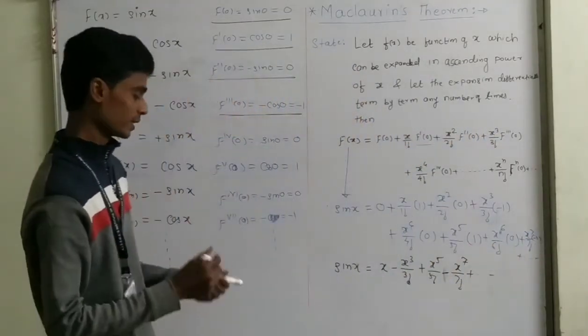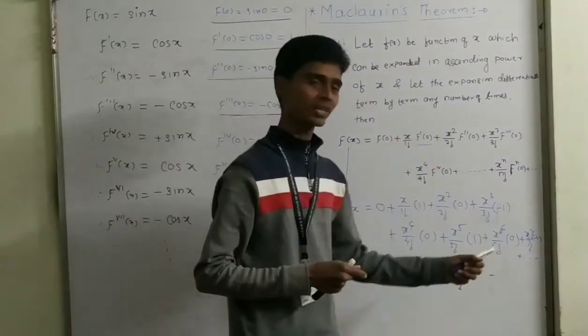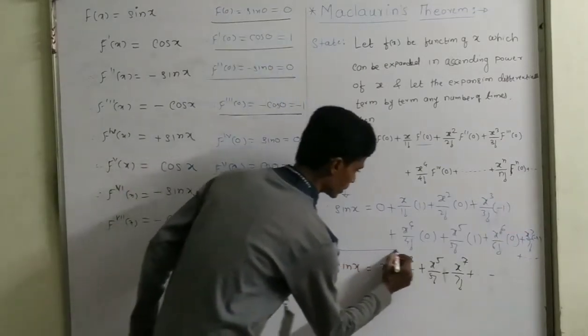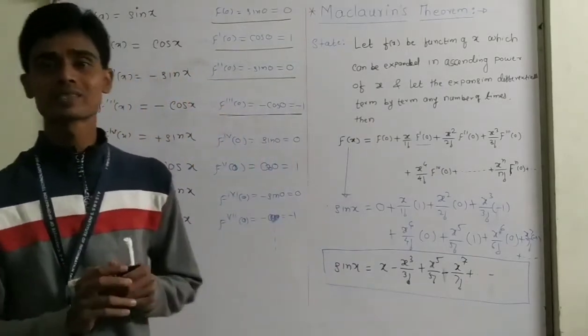Look at here. This is the expansion of sin x up to 7 power. We look at here plus, minus, so definitely the alternating sign is there. So this is the expansion of our sin x. This is the series expansion of our sin x.